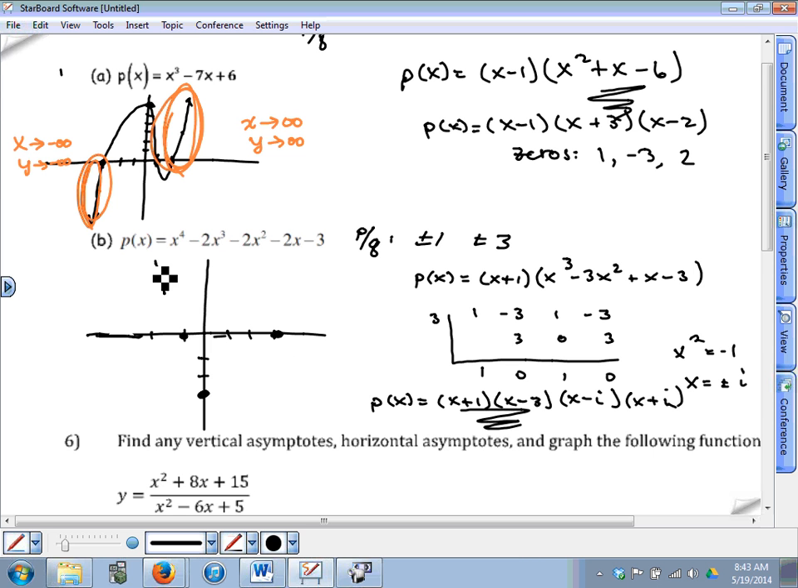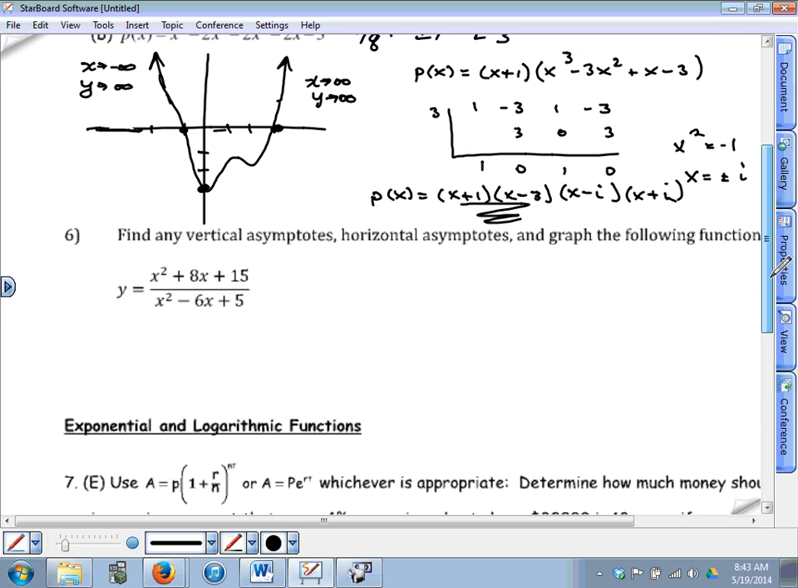Since this is a 4th degree, the end behaviors are traveling in the same direction. So it comes down. It may have a little bounce right there or something like that. But anyway, that's essentially what the graph looks like. Okay. And then the end behavior, as x approaches infinity here, y approaches infinity. And then over here, what would you say? x approaches what? Negative infinity, but y approaches positive infinity. That's how you would describe the end behavior.